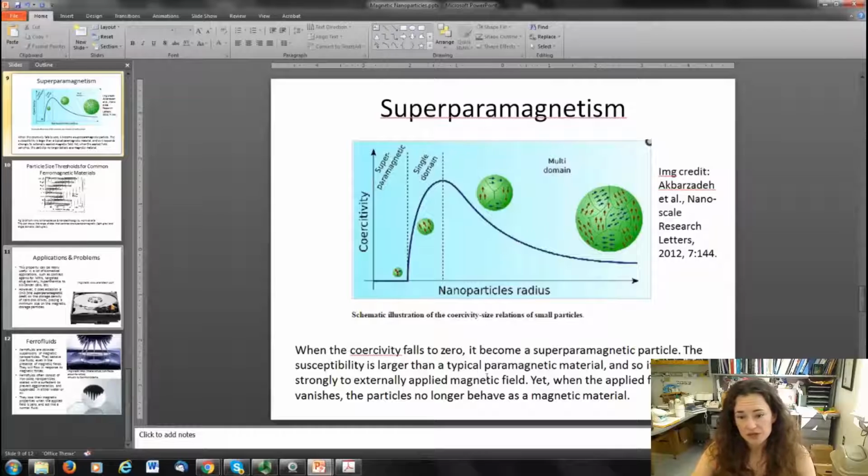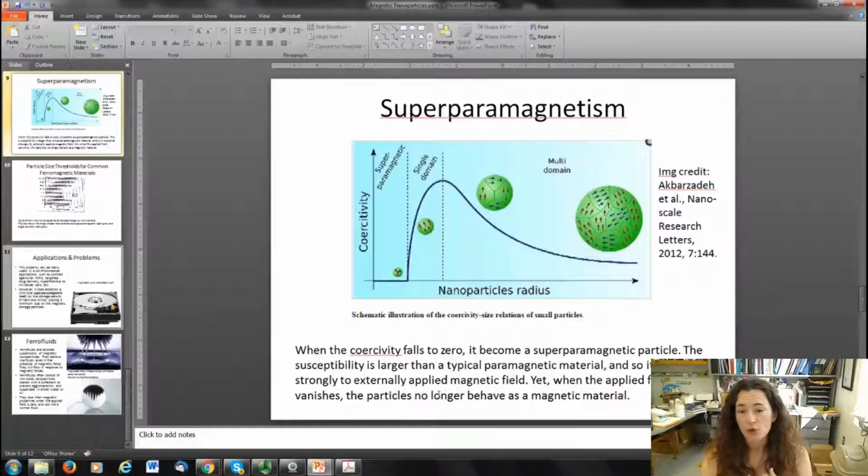So the susceptibility is larger than a typical paramagnetic material, and so it responds very strongly to externally applied magnetic fields. And yet, it's actually a small enough particle that edge effects and thermal effects are going to cause it to go back to a randomly oriented magnetic moment when the field goes to zero. So it acts like a paramagnetic material in that in the absence of a field, they're not all going to be rotated to be aligned with the field. See, it goes back to a random orientation of your magnetic moment.